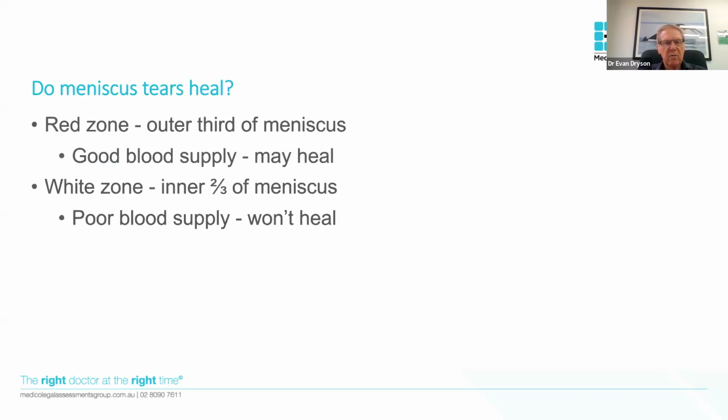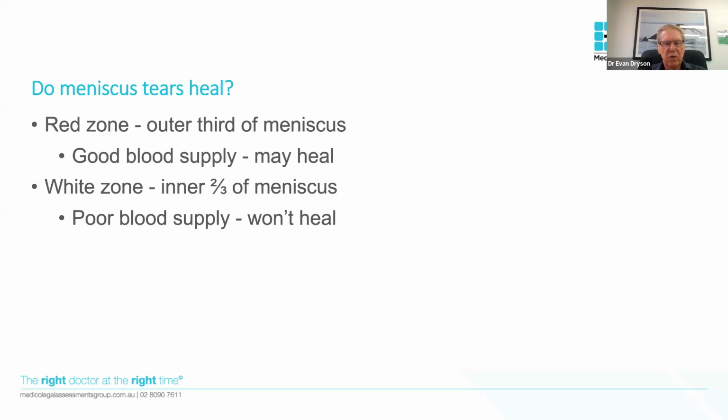Okay, so we've got a meniscal tear. Does it heal? Does it heal by itself? There is evidence that the outer third of the meniscus has a good blood supply, and because of that, it's called the red zone. And because of the good blood supply, it may heal without any further intervention.